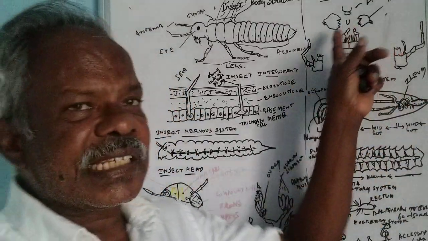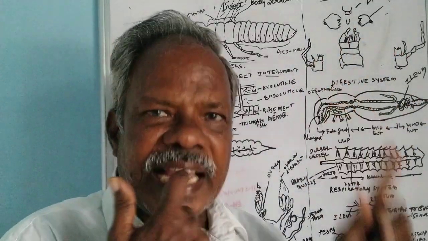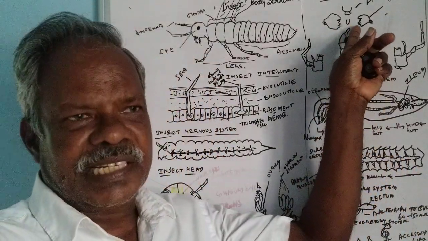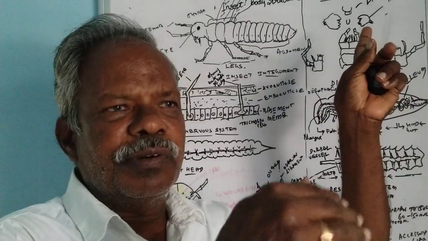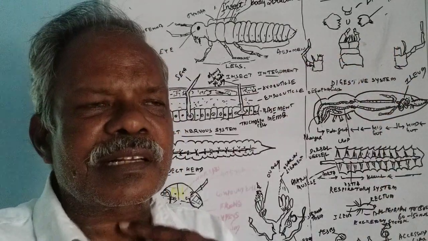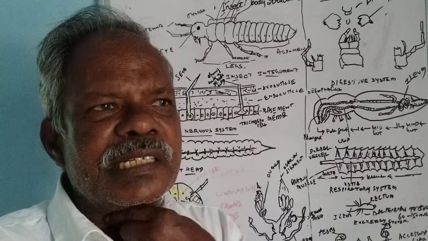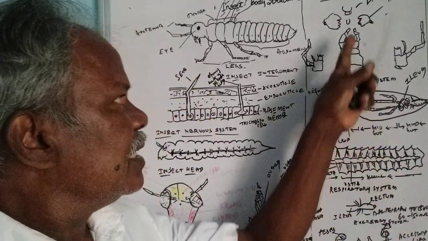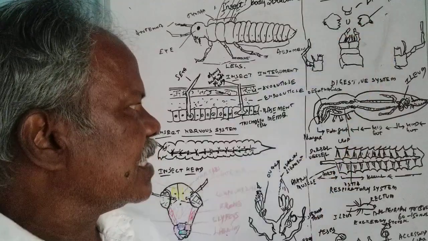And the hypopharynx: what we call the tongue is called the hypopharynx in insects. Hypo means above, pharynx is the tubular structure, the food pipe starts from the pharynx. It is above the pharynx, that is called the hypopharynx. So that is the tongue or hypopharynx.